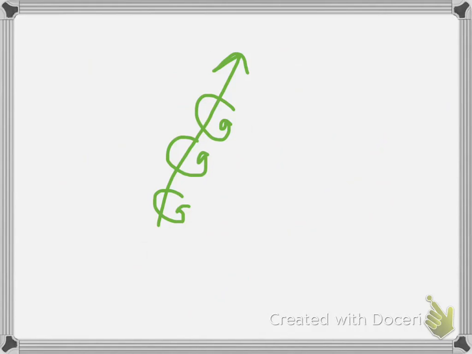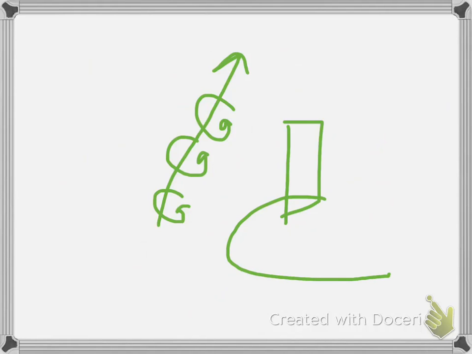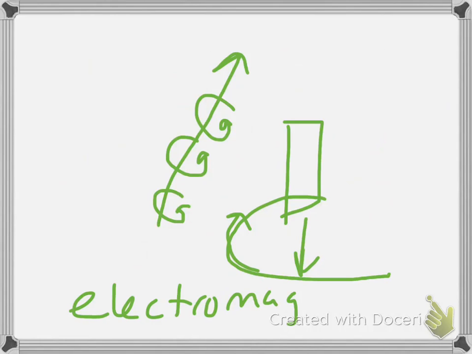But if we have a loop of wire here, and we drop a magnet through it, as that changing magnetic field goes through that loop of wire, it's going to force electrons in that wire to move. This is all electromagnetic induction. So anytime a magnet creates a current, or current creates a magnetic field, that's electromagnetic induction. Good vocab word to know.